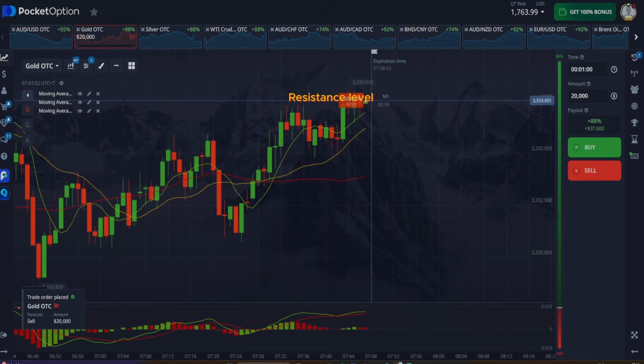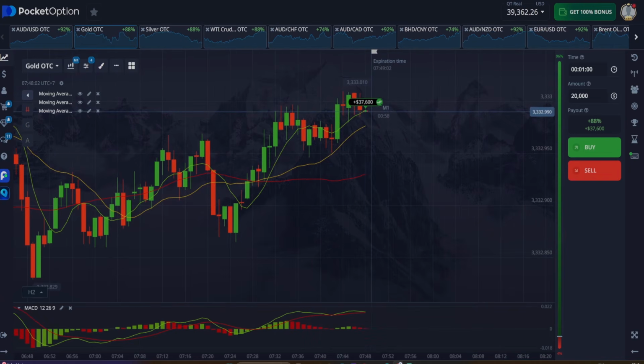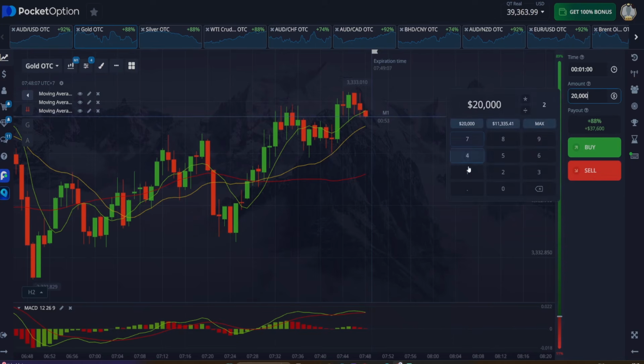I'm taking a sell position because the price has just reached a strong resistance level. This is an area where price has previously failed to break through and instead bounced back downward. That tells us sellers are stepping in again, giving a strong probability that the price will move lower. Let's see how the market reacts. Okay, profit. Now we can open the market again to look for the next setup.